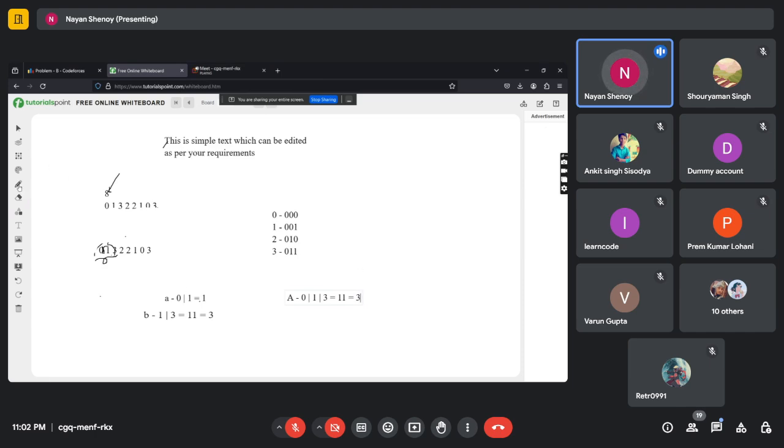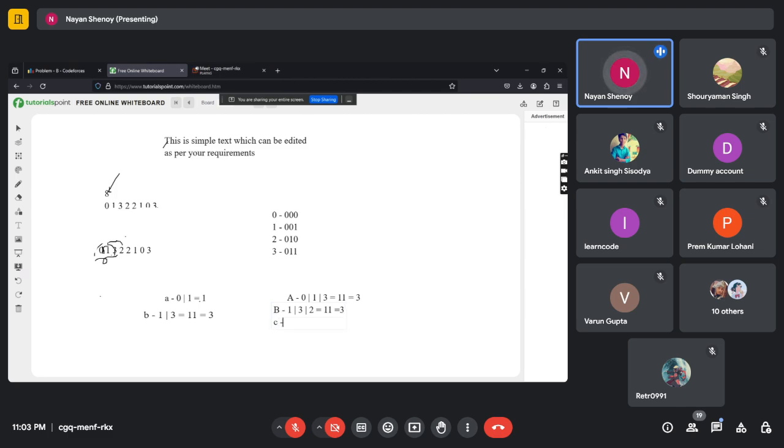Now let's take the second subarray, which is 1, 3, and 2. So what will the OR of 1, 3, 2 give? Let's name it B. B will be OR of 1, 3, and 2. The OR of 1, 3, 2, as you know, should be 3. So our constraint, that every subarray should have equal OR, is still being fulfilled here.